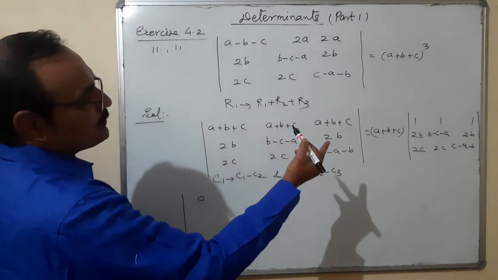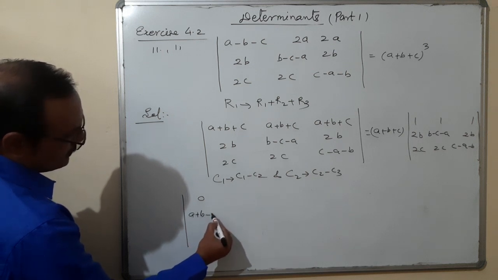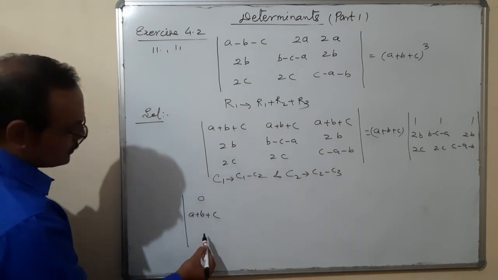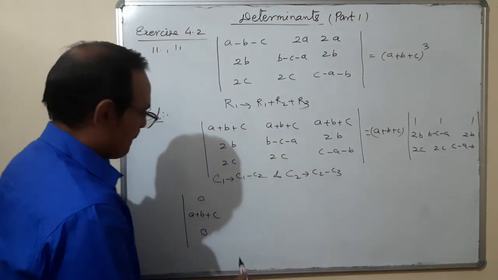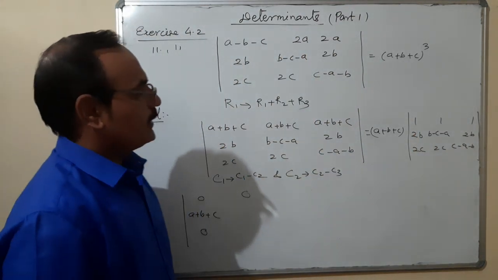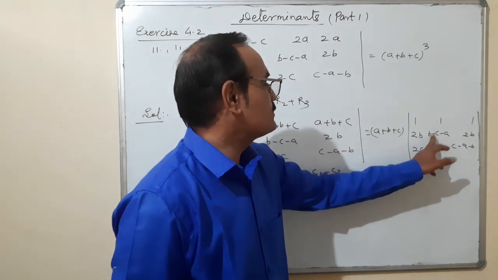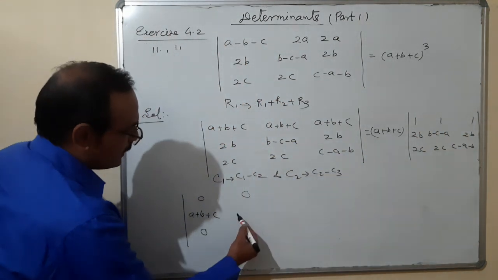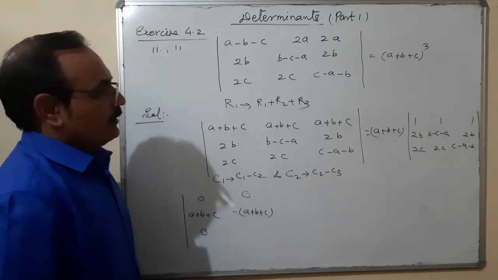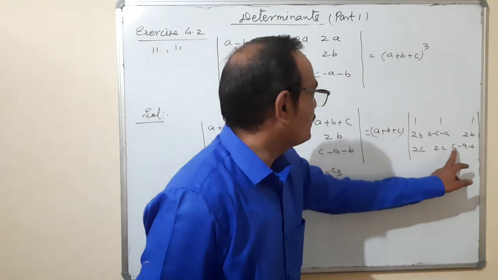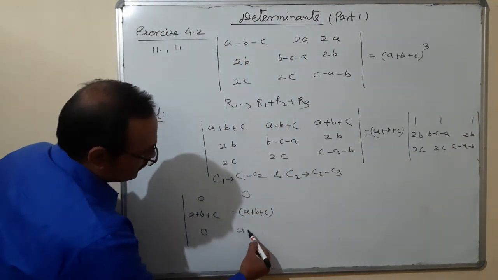2B minus B plus C plus A, A plus B plus C. 2C minus 2C, it is 0. After that, 1 minus 1, 0. It is B minus 2B minus B minus C minus A. So I take minus sign common, A plus B plus C. And third one is 2C minus C, so it is C plus A plus B. So that is again A plus B plus C.